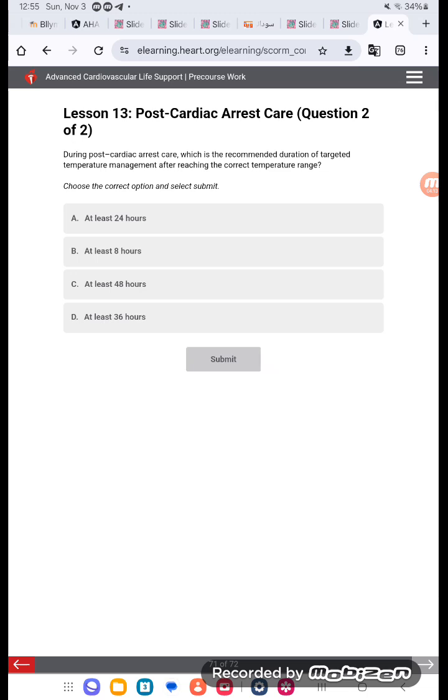During post cardiac arrest care, what is the recommended duration of target temperature management after reaching the correct temperature range?